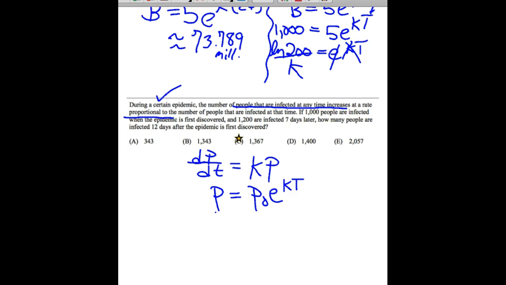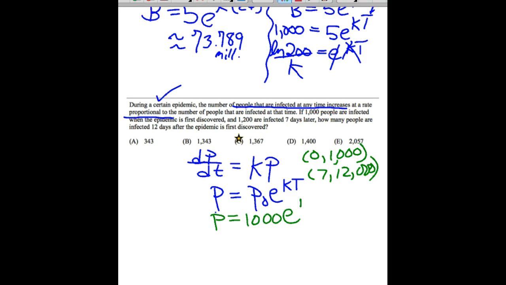All right, I would then take a look and see what they're giving me. 1,000 at first discovered, so they're giving me 0, 1,000, right? And then 7 days later, 1,200. Now keep in mind, if you want to go plug those in, go ahead. Let's put the 1,000 in anyway. I've got 1,000 for my start, e to the kt. But remember that k, I told you, is always the natural log of the growth factor divided by the time it took to grow. We'll write that on the top of your sheet in just a second.